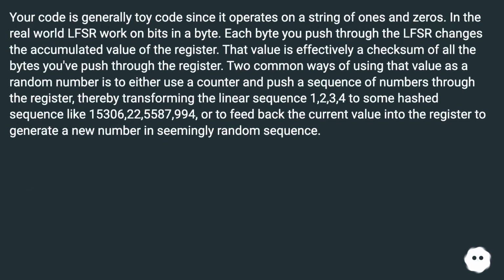Your code is generally toy code since it operates on a string of ones and zeros. In the real world, LFSR work on bits in a byte. Each byte you push through the LFSR changes the accumulated value of the register. That value is effectively a checksum of all the bytes you've pushed through the register. Two common ways of using that value as a random number is to either use a counter and push a sequence of numbers through the register, thereby transforming the linear sequence 1, 2, 3, 4 to some hashed sequence like 1, 5, 3, 0, 6, 22, 55, 87, 994, or to feed back the current value into the register to generate a new number in seemingly random sequence.